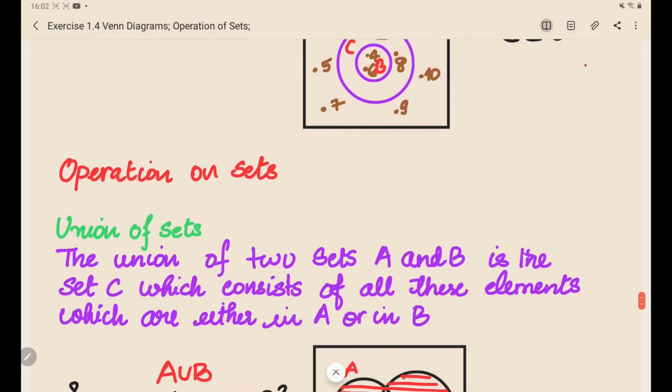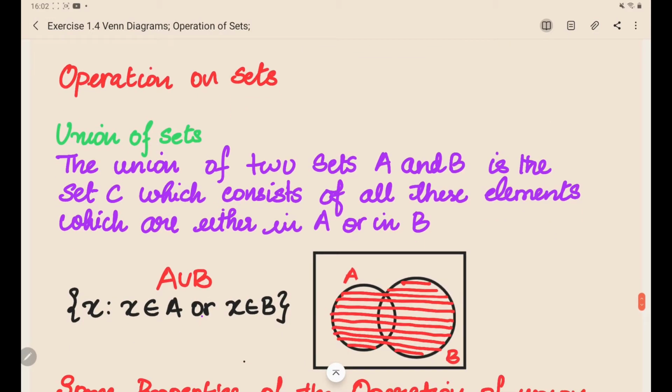And now let's learn about what the operations on sets are. Before understanding the operations on sets, we have to understand why we perform operations on numbers. We perform some operations such as multiplication and addition on two numbers, and we get another number. Similarly, there are some operations which we perform on two sets which give rise to another set. One such operation is the union of sets.